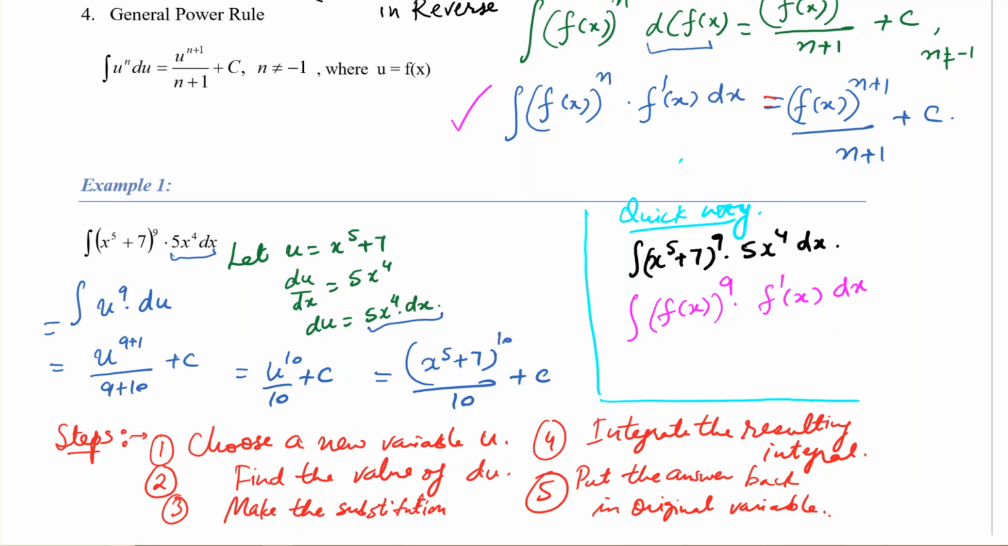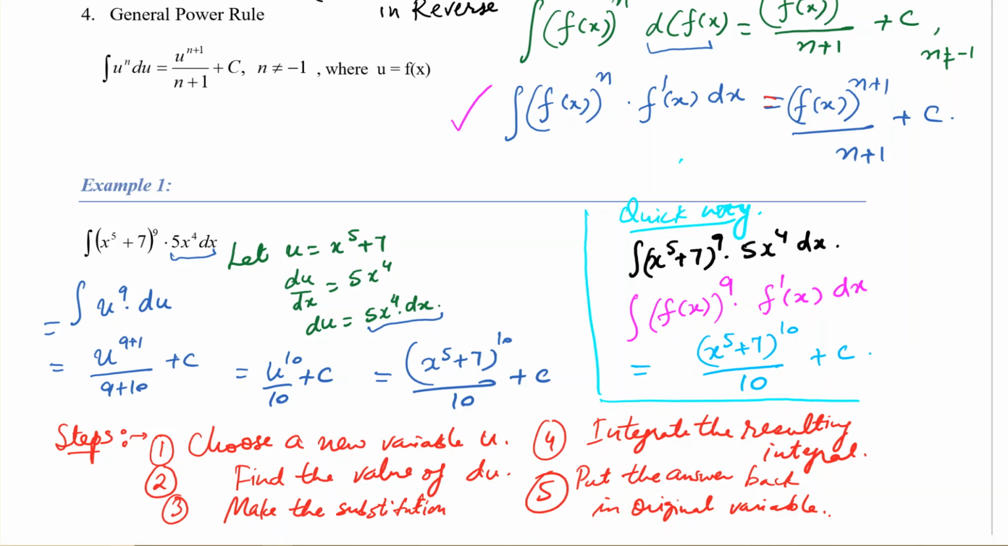So overall, we can just write this answer in one step. So it should be f(x) raised to power 10, which means (x plus 5 plus 7, x raised to power 5 plus 7) raised to power 10 over 10 plus c. So you can choose which method you like better.